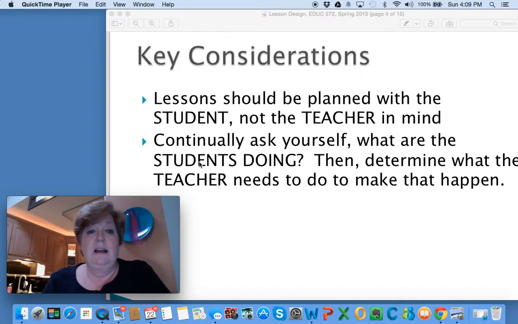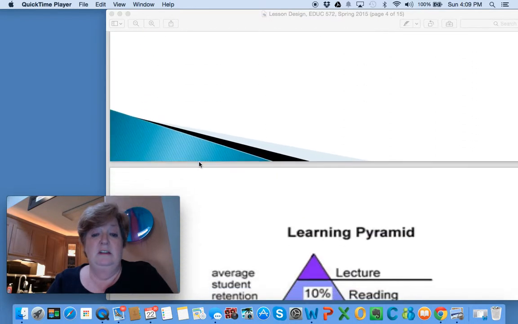As I have tried to say each time we've met, I hope that you will think mostly about what my students are going to be doing. Remember, the worker is doing the learning. If you're doing the work, you're the one doing the learning. If the students are doing the work, they are the ones doing the learning. So don't think of your lesson as what am I going to do, but think of it as what is it that my students are going to be doing.